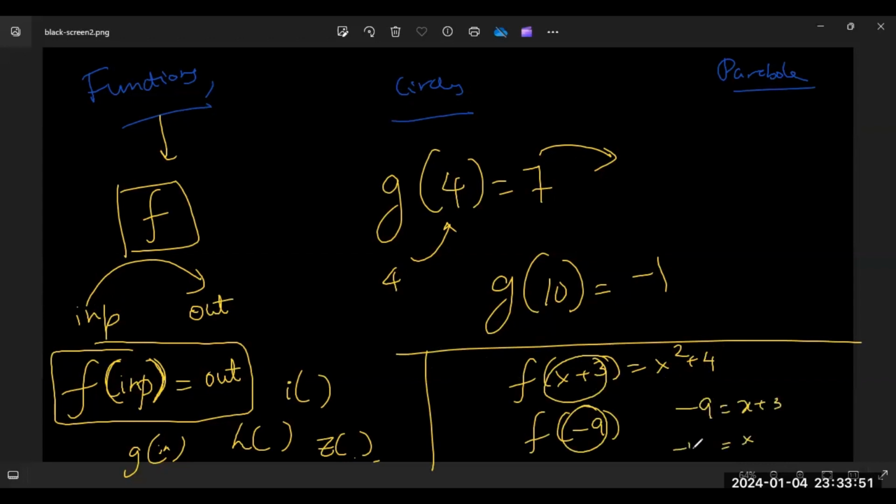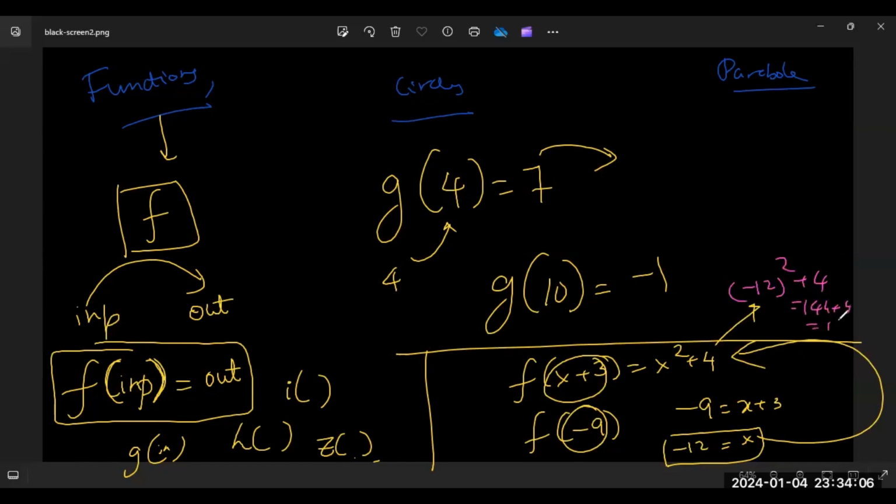So you got x as minus 12. Then I substituted the value of minus 12 into this x square plus 4, and I got 148. Perfect. So the output is 148, which is the same as quantity B. Option C is the answer.